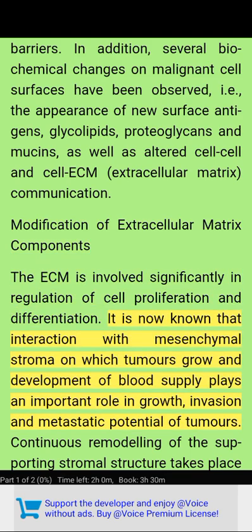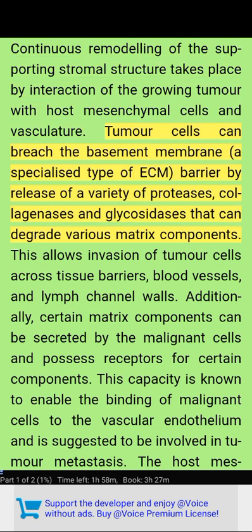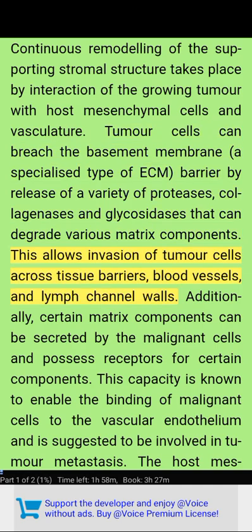It is now known that interaction with the mesenchymal stroma on which tumors grow, and development of blood supply, plays an important role in growth, invasion and metastatic potential of tumors. Continuous remodeling of the supporting stromal structure takes place by interaction of the grown tumor with host mesenchymal cells and vasculature. Tumor cells can breach the basement membrane, a specialized type of ECM barrier, by release of a variety of proteases, collagenases and glycosidases that can degrade various matrix components. This allows invasion of tumor cells across tissue barriers, blood vessels, and lymph channel walls.